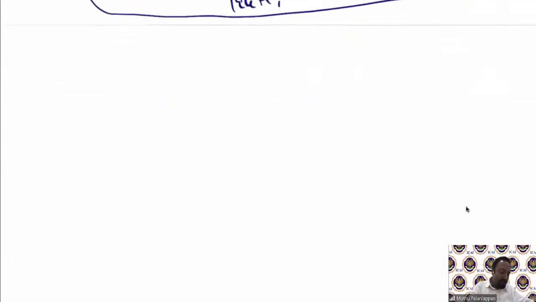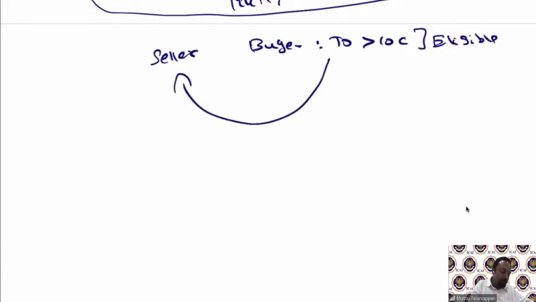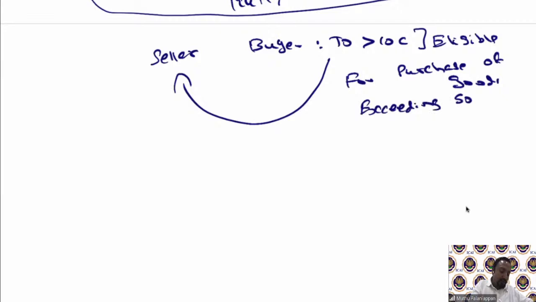So to summarize again for 194Q alone: seller, buyer. Buyer's turnover is greater than 10 crore. So this is the eligible person. He pays the seller for what? For purchase of goods. So this transaction is covered under 194Q. For this purchase of goods, payments exceeding 50 lakhs. Remember the word exceeding 50 lakhs, because TDS is applicable only on the amount exceeding 50 lakhs. It is deductible at 0.1%.